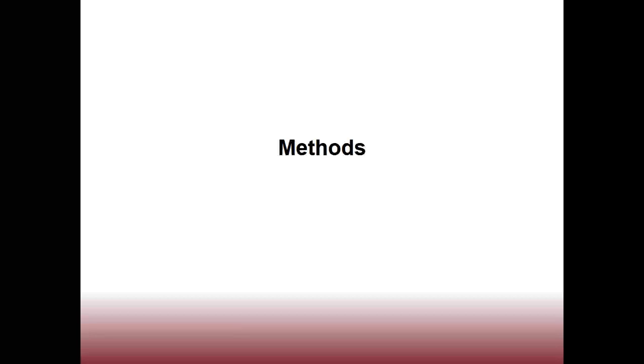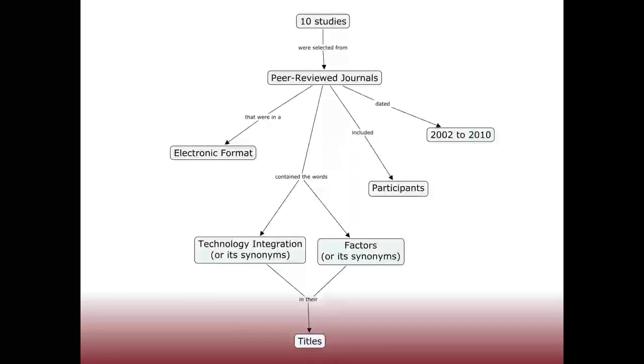Methods. The analysis was conducted by selecting 10 studies from a list of electronic peer-reviewed journals. A search was conducted under each peer-reviewed journal for the words technology integration, or its synonyms, and factors, or its synonyms, in the title. From this list, the studies were checked to make sure they had participants.